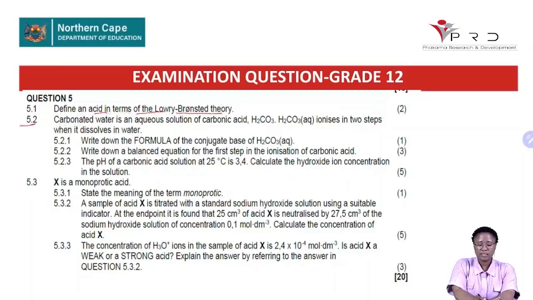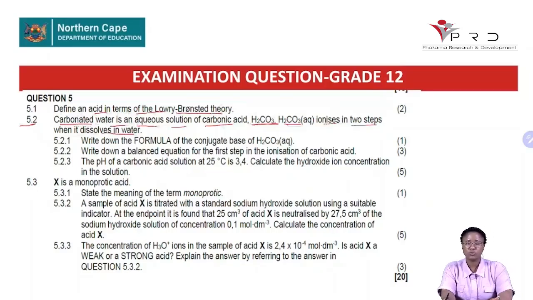It says to us, carbonated water is an aqueous solution of carbonic acid. There is our carbonic acid, which is H2CO3. H2CO3 ionizes in 2 steps when it is dissolving in water. It's true, it has to ionize in 2 steps. And then let us see if we can answer the questions. 5.2.1 says, write down the formula of the conjugate base of H2CO3.